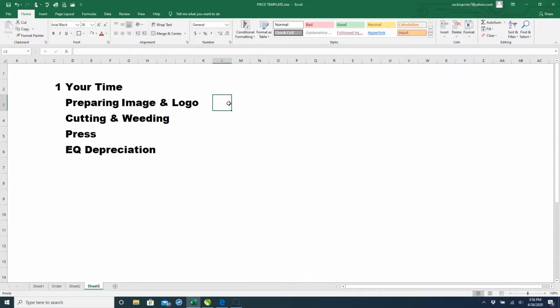It's going to take hours. It might take you even days. It all depends. Okay, so that's what I mean by preparing your image and logo. So second thing is cutting and weeding.